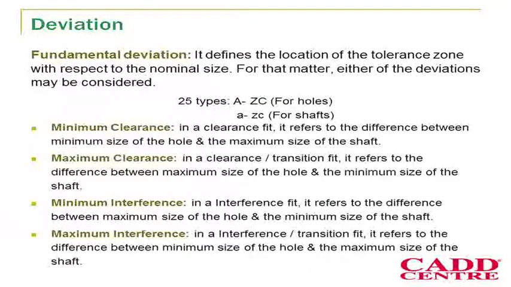In a clearance fit, the minimum clearance is the difference between the minimum size of the hole and the maximum size of the shaft, whereas maximum clearance is the difference between the maximum size of the hole and the minimum size of the shaft. In the interference fit, the minimum interference is the difference between the maximum size of the hole and the minimum size of the shaft, whereas the maximum interference is the difference between the minimum size of the hole and the maximum size of the shaft.